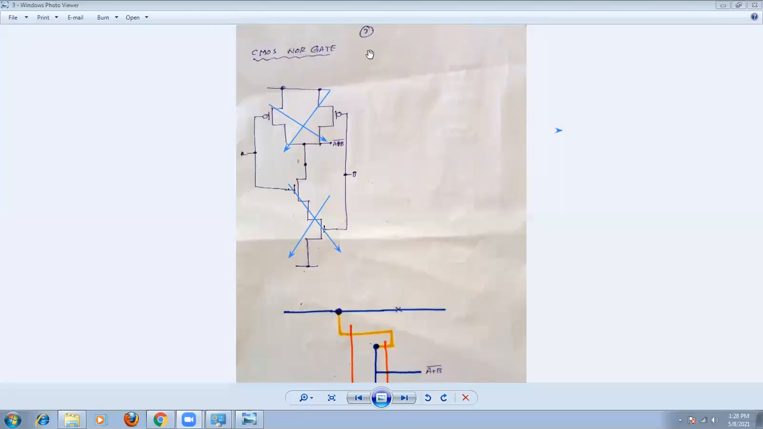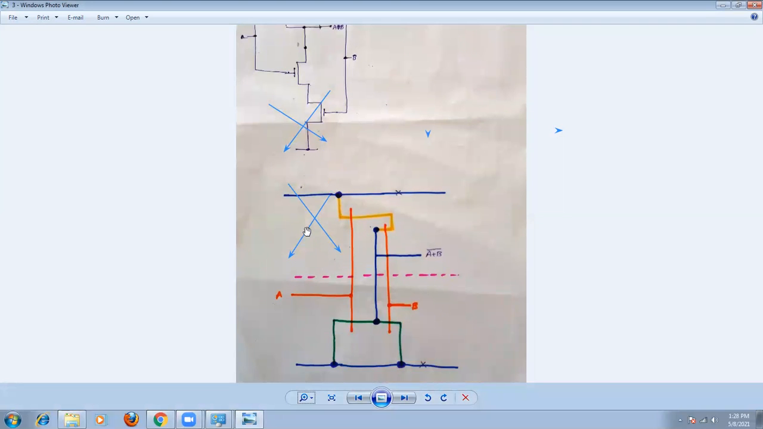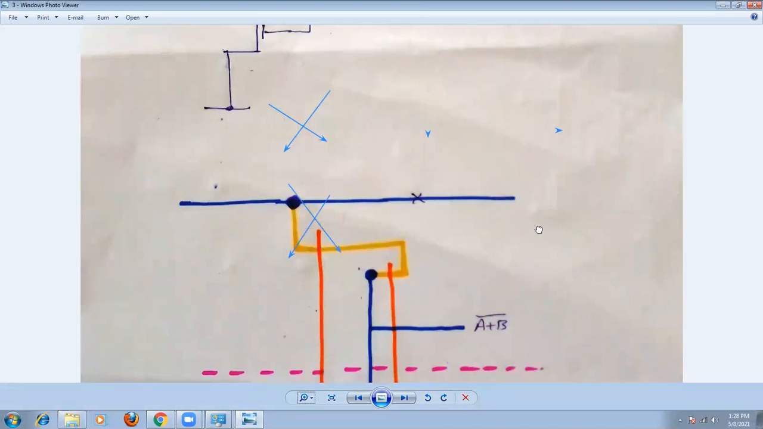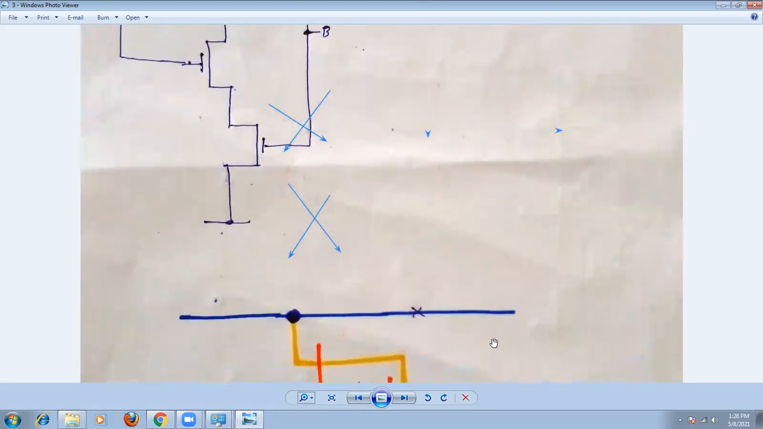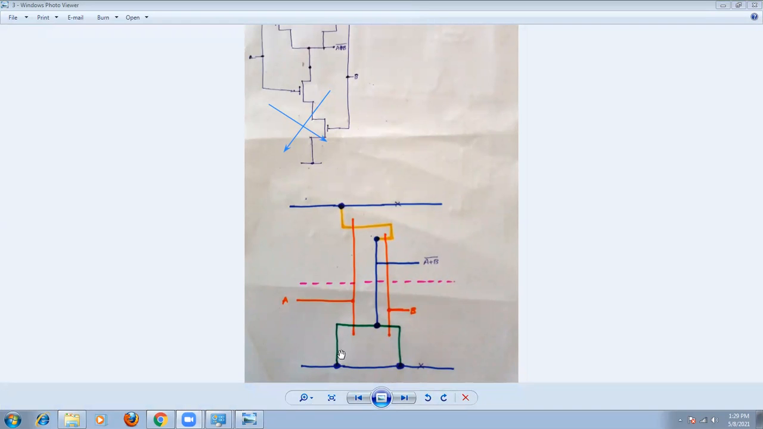So CMOS NOR gate. You can draw the structure of the CMOS NOR gate here. So this is correct. Now just observe here in this NOR gate, what happened? We are having 2 N-channel transistors in parallel. Therefore, we can draw the parallel structure like this.